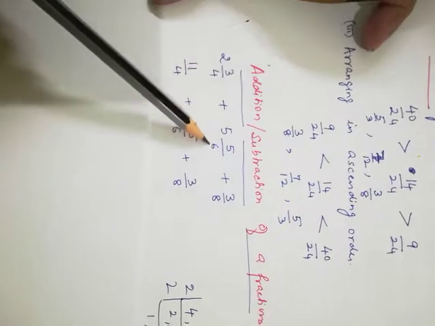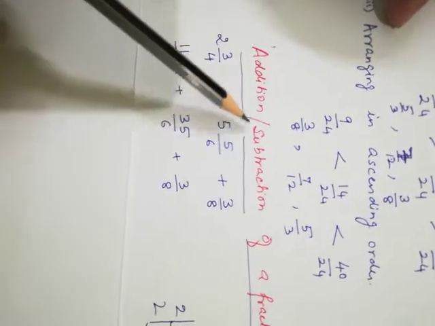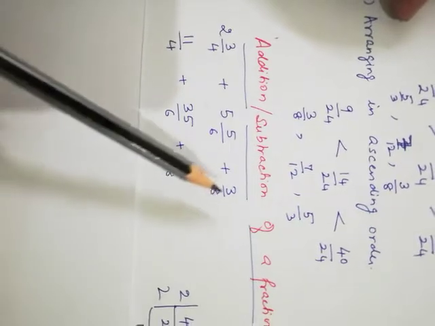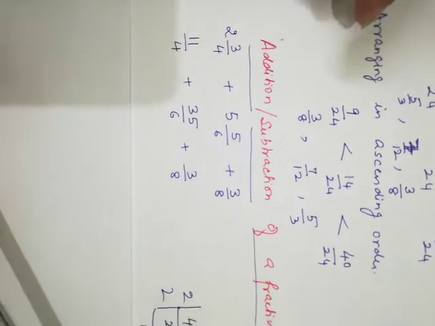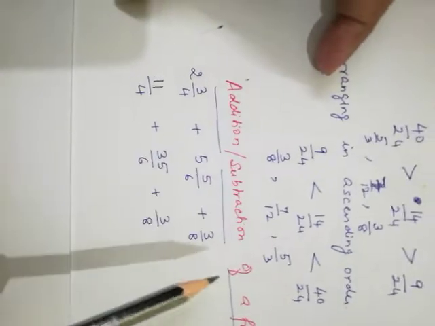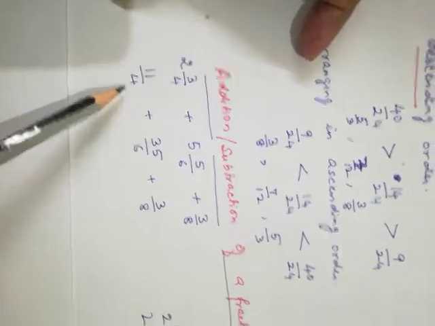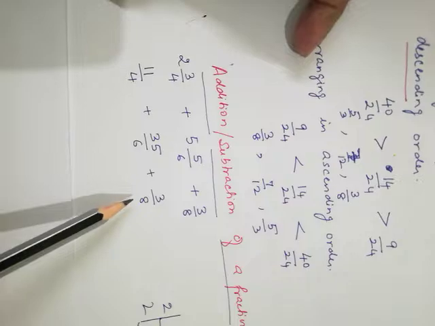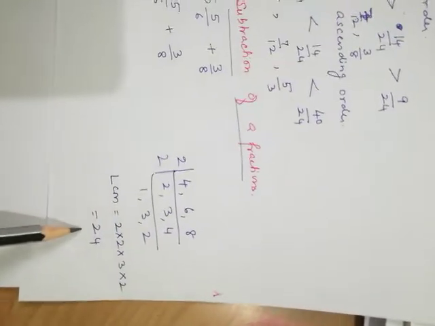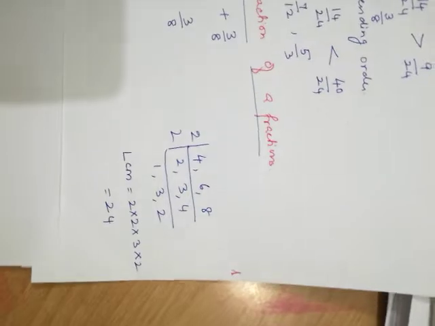Here, 5 into 6 is 30. 30 plus 5 is 35 divided by 6. And 3 by 8 already it is written. Now next what we will do, to add it again we will find the LCM of 4, 6, 8. This is the way we do the LCM, and we get the LCM as 24.